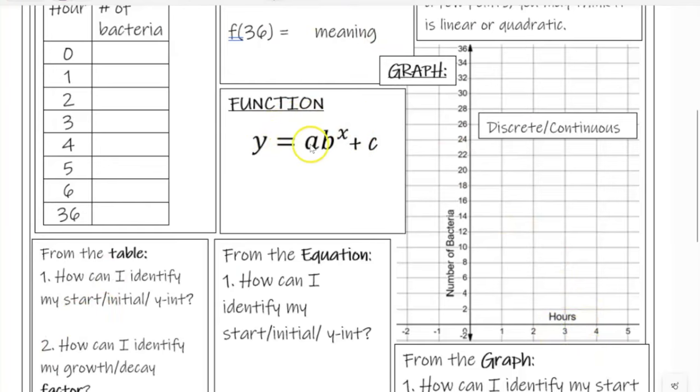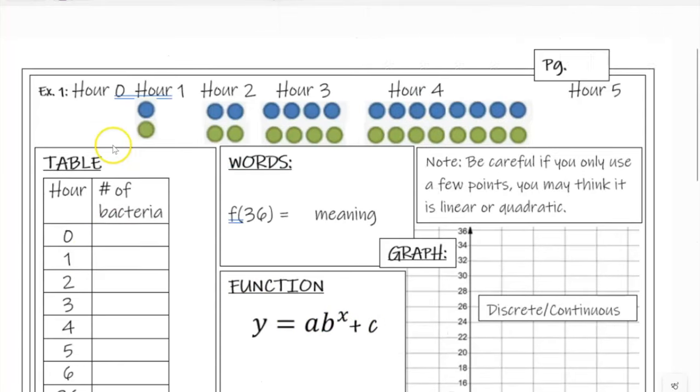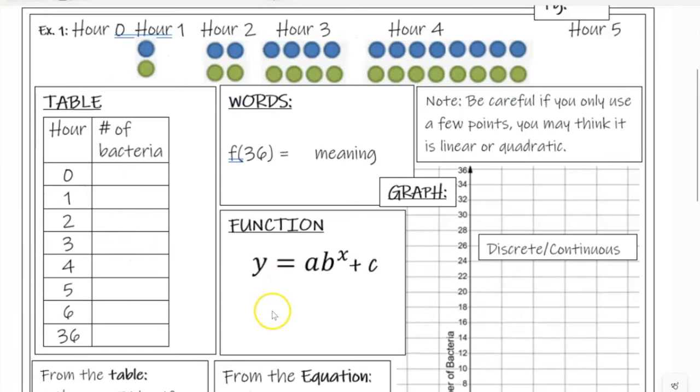So at this point, you should have written down the definitions of what A, B, and C mean. And you should be able to answer the two questions underneath from the equation. How can I identify start, initial, y-intercept, etc.? And now we're going to apply it to your specific example. So I'm going to do my example. Please don't copy my numbers down for A, B, and C.